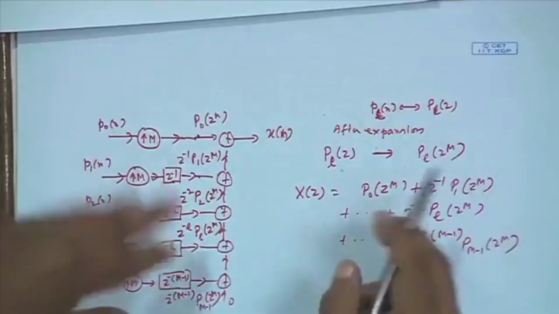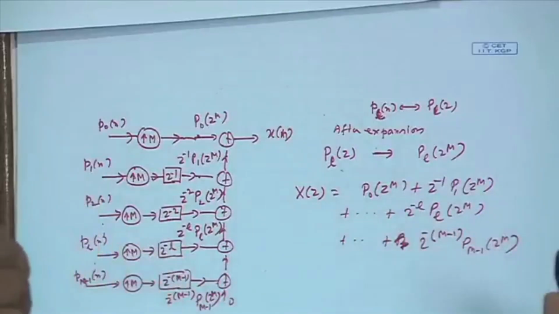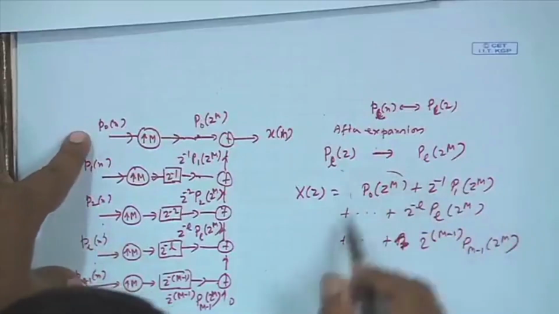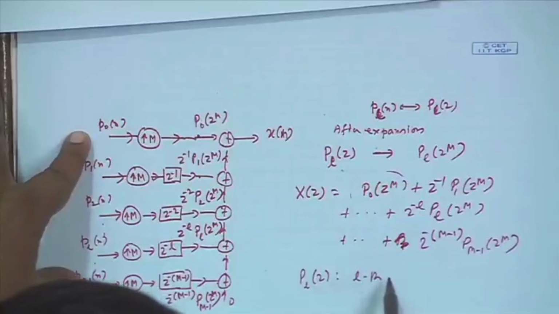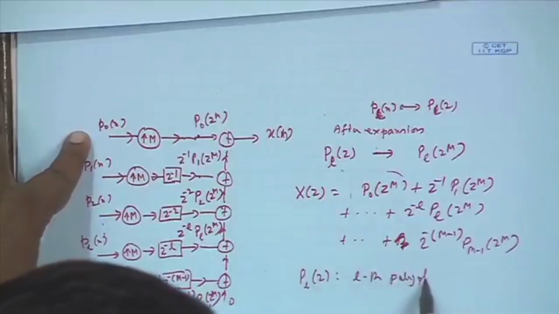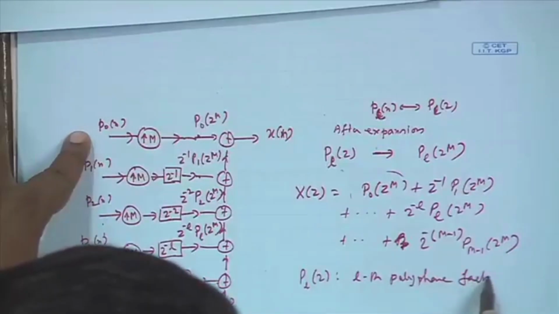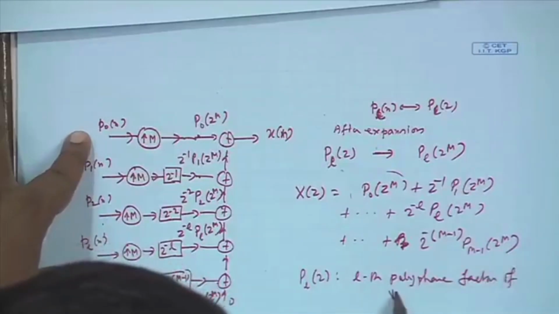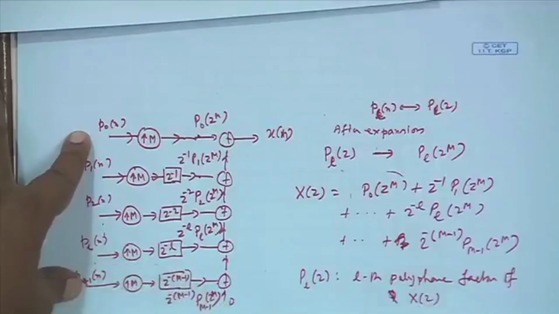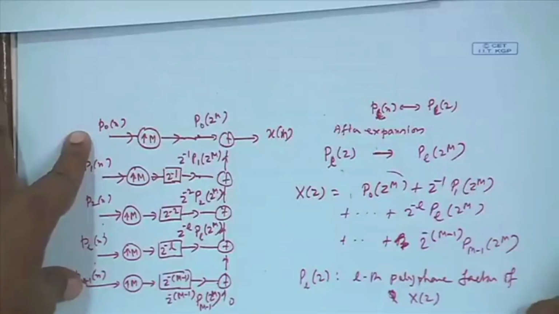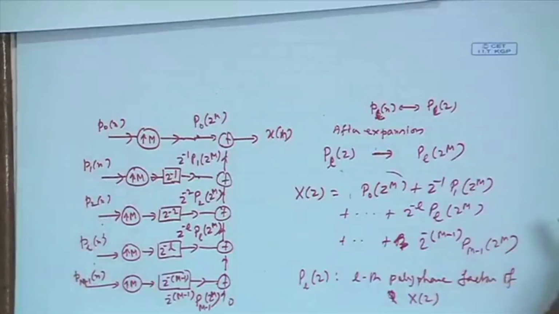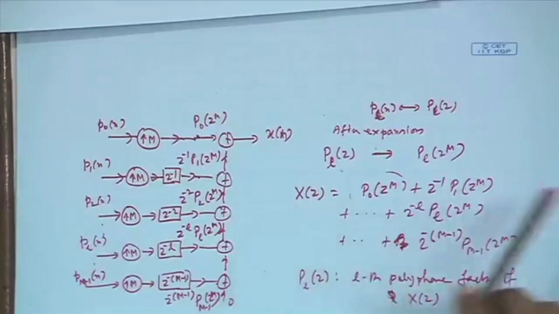This is called, in the Z domain, polyphase decomposition by a factor m. Each PL Z, not Z to the power m, is called the Lth polyphase factor of X(z). You make it Z to the power m in the summation. Just PL Z is called the Lth polyphase factor, and this is how the decomposition is called the mth order or factor of m polyphase decomposition of a given Z transform X(z).